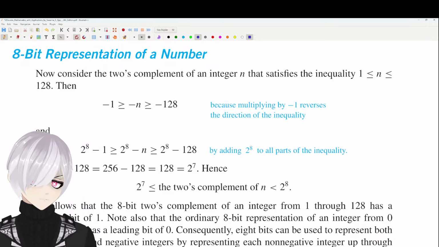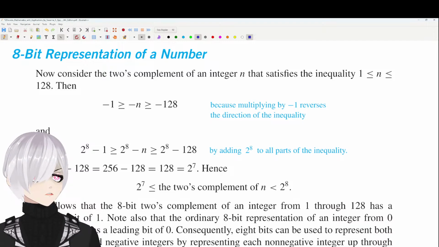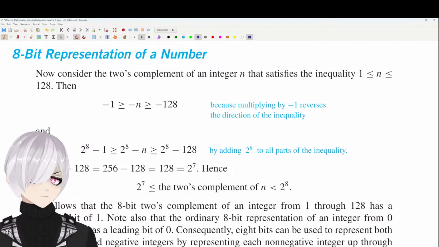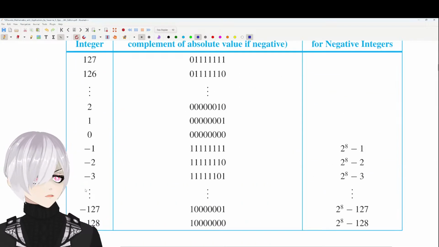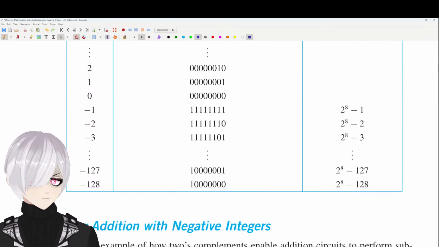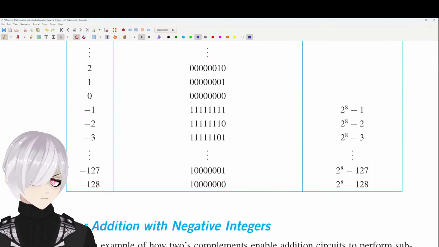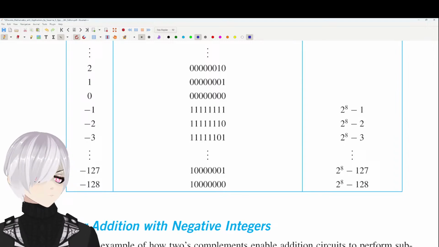But now they're saying, well, what if you want to represent negative integers as well? And you want each number to have a unique representation. You don't want 2 numbers to correspond to the same binary representation. So they're saying, let's split up the numbers from 0 to 128. We'll just represent those. Oh no, 0 through 127. We'll just represent those normally.